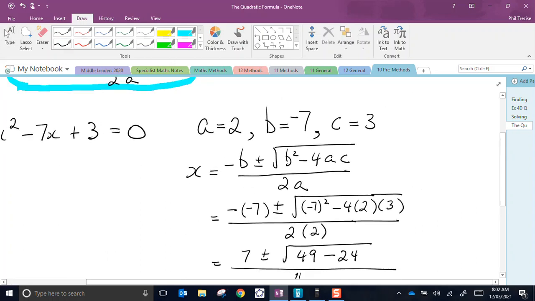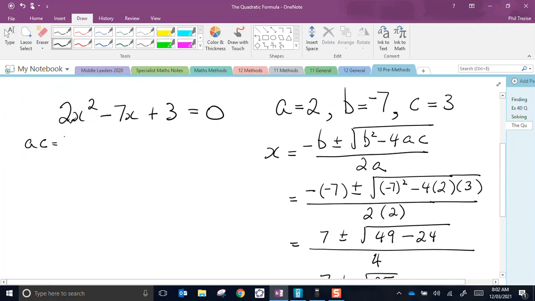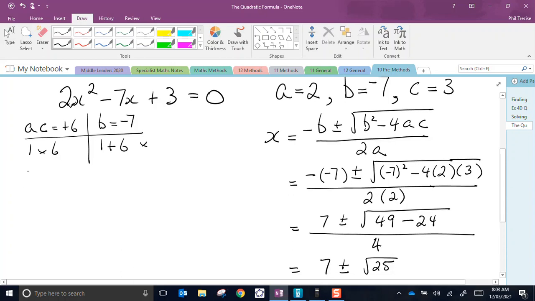A times c equals positive 6, b equals negative 7. Numbers which will multiply to give positive 6. 1 times 6, then I try 1 plus 6, but that does not add. But it gives me a good clue here, because 1 plus 6 is positive 7. Let's try negative 1 by negative 6. Yes, that would be multiplying correctly. Negative 1 plus negative 6 would add to give negative 7. These are my two numbers that I will use to split the middle term.